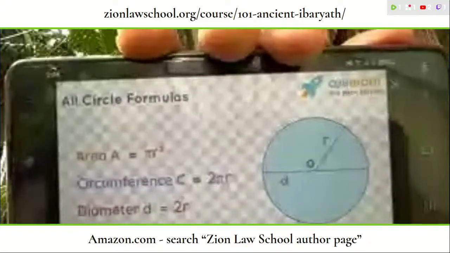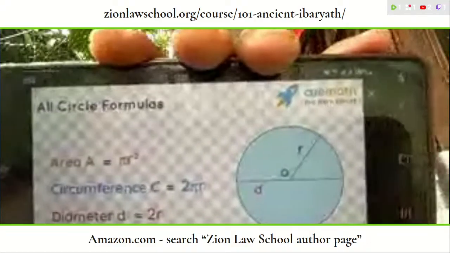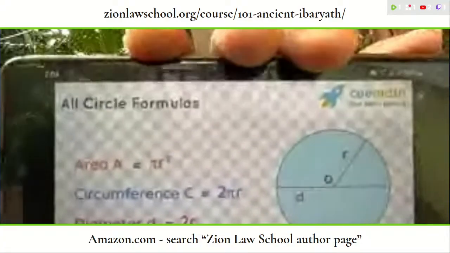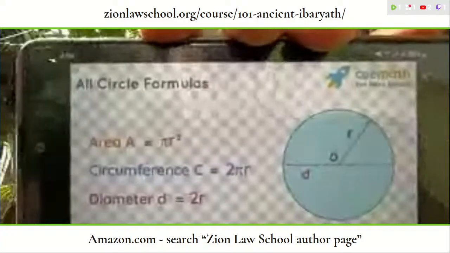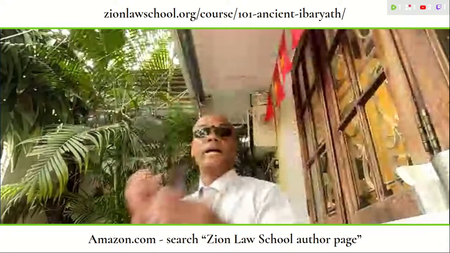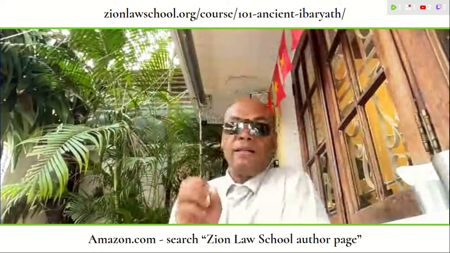Now you see circumference is C. Circumference equals 2 times pi times the radius, 2 times pi times r. Diameter D equals 2 times the radius. So radius and area figure prominently here.